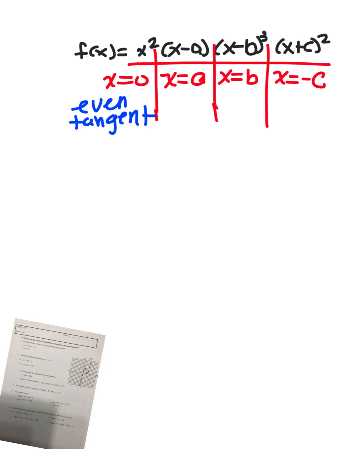For x equals a, the exponent is 1, so that's odd, cross. For x equals b, the exponent is 3, that's odd, cross. And for x equals -c, the exponent is 2, so that's even, tangent.